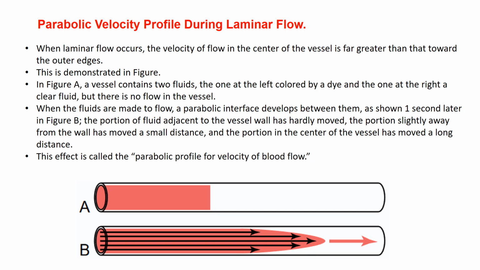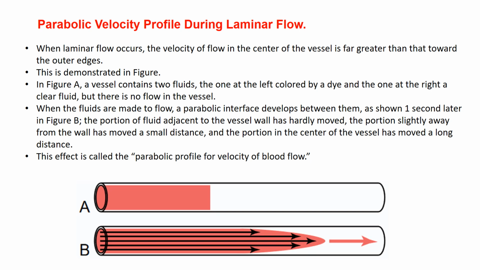When laminar flow occurs, the velocity of flow in the center of the vessel is far greater than that toward the outer edges. This is demonstrated in the figure. In figure A, a vessel contains two fluids, the one at the left colored by a dye and the one at the right a clear fluid, but there is no flow in the vessel.